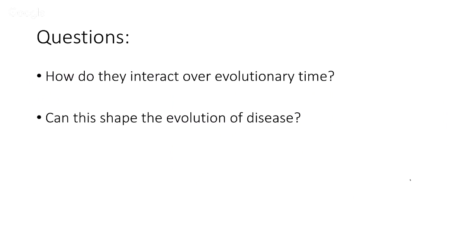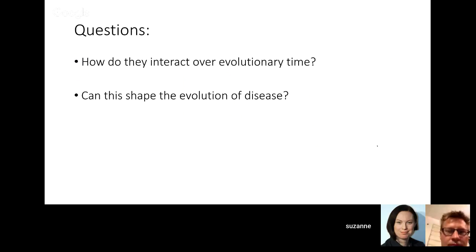And then the second question that I'm interested in is what kind of effects these interactions may have on the evolution of the disease itself. So, for example, if it does evolve resistance to the defensive symbiont, does this have implications for how it affects the host? So does it change how it infects it? Does it become more or less harmful?